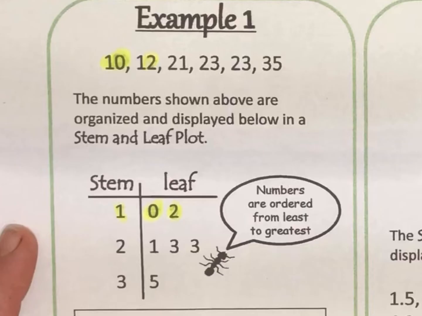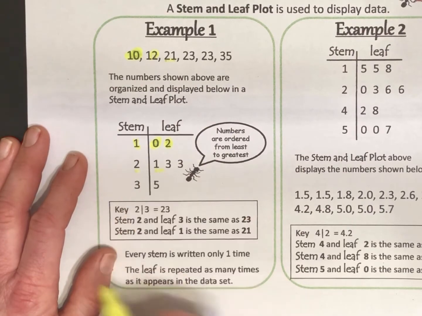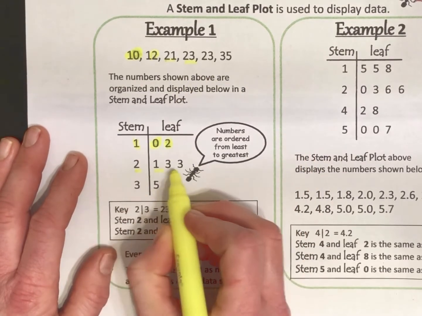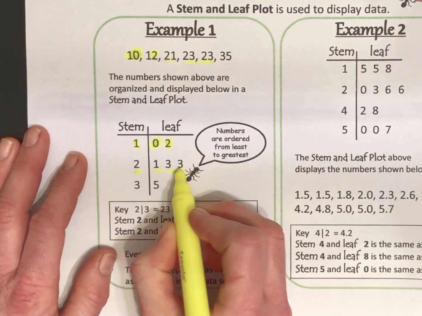The second row of numbers will be those with the stem of 2: 21, 23, and 23. We've got 3 different numbers. They all share the same stem, so they'll go on the same row. You've got 21, so you have a leaf of 1. 23, you have a leaf of 3, and another 23. So you'll have 2 different leaves of 3.